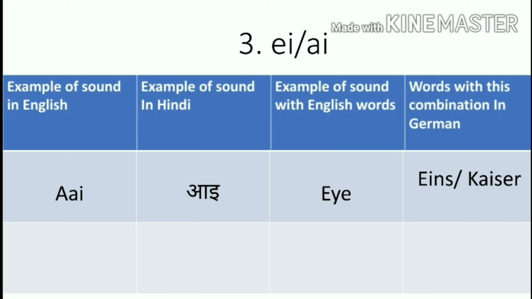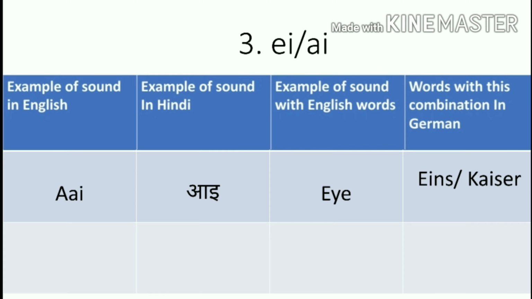And our third diphthong is EI or AI. The third combination is EI and AI. It will create the sound I, like the English word I. And a German word with this combination is eins. And the German word with A and I is Kaiser.